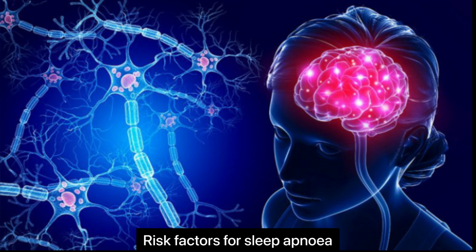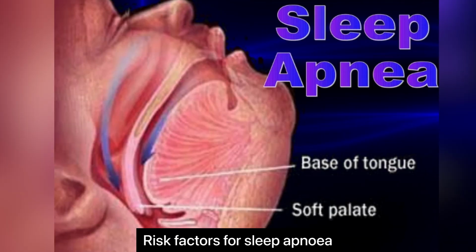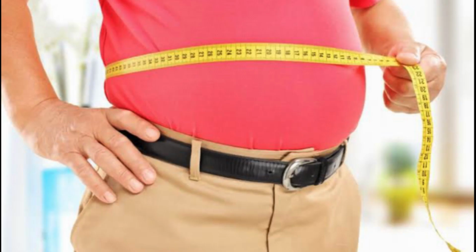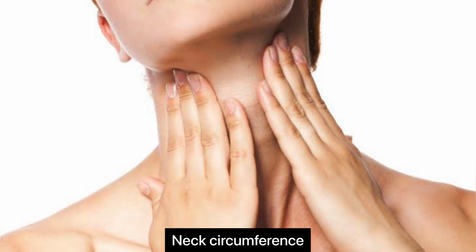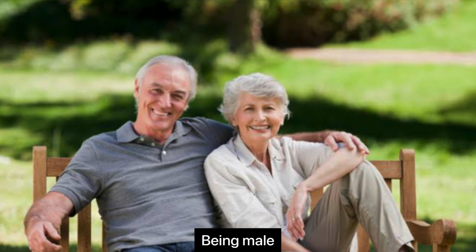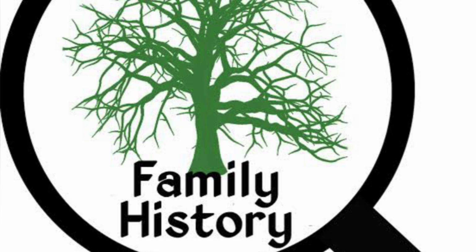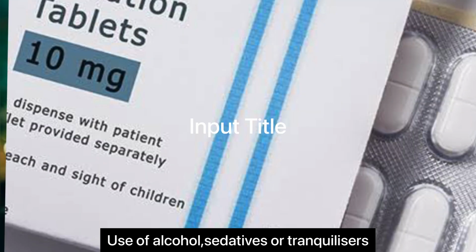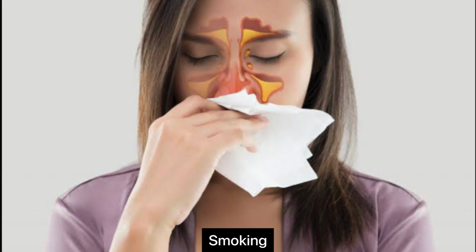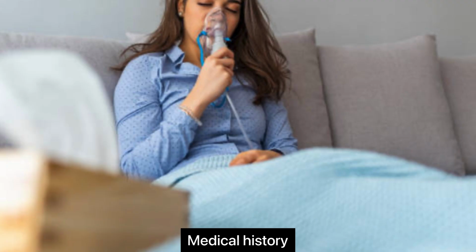Now, sleep apnea can affect anyone, even children, but certain factors increase your risk. The factors that increase the risk of obstructive sleep apnea: number one is excessive weight. Number two is neck circumference. Number three is narrowed airway. Number four is being male. Number five is being older. Number six is family history. Number seven is use of alcohol, sedatives or tranquilizers. Number eight is smoking. Number nine is nasal congestion. And number ten is medical conditions.